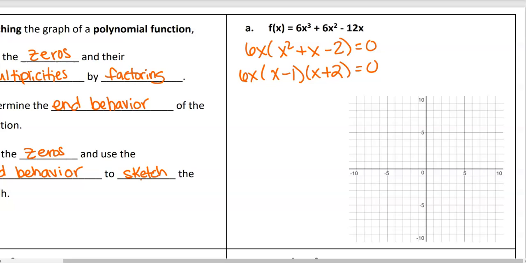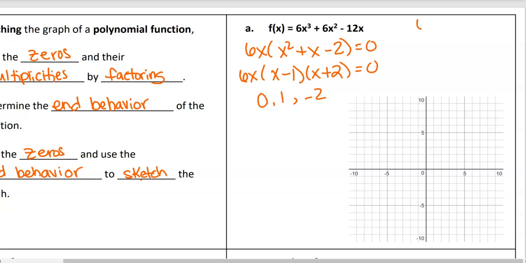So what are my zeros? There should be 3 zeros. We're missing one of them. 0. Good. Remember, it's 6x equals 0, x minus 1 equals 0, and x plus 2 equals 0. So that's how we got x equals 0, 1, and negative 2. So we're going to cross at the origin, at positive 1, and at negative 2.